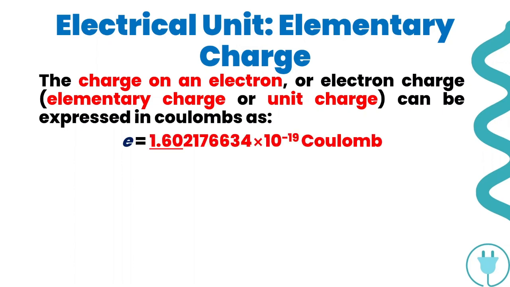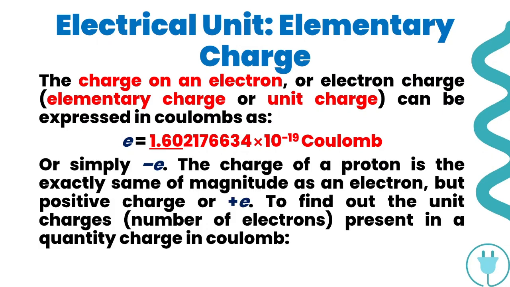So the charge of an electron, or we call it elementary charge or unit charge, can be expressed in coulombs as the charge of the electron, or e, is equal to 1.6021766634 times 10 raised to negative 19 coulomb. Or simply we write it as negative e. The charge of a proton is exactly the same magnitude as an electron, but positive charge, or we write it as positive e.